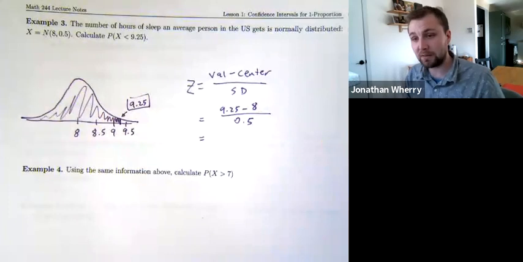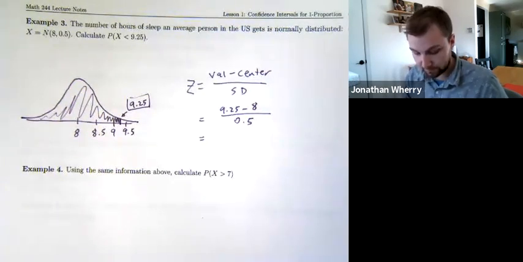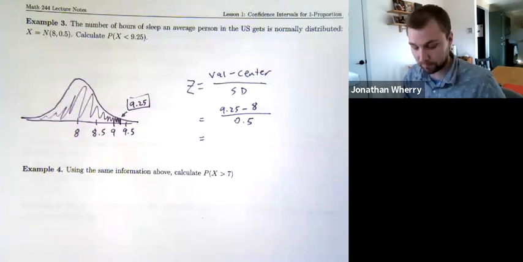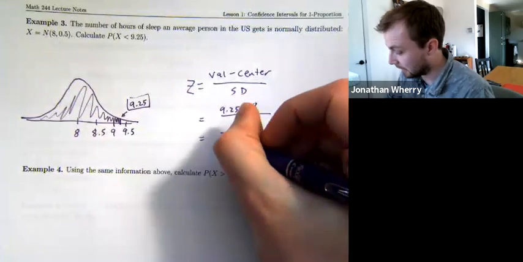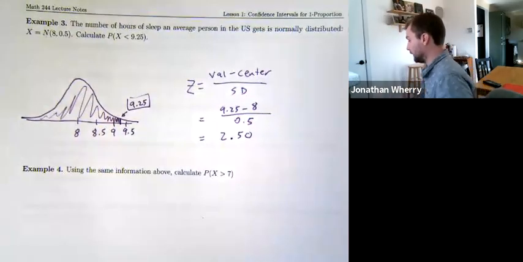And when you type this in, you might want to type in the top on its own, 9.25 minus 8, and then divide that by 0.5 as a second step. When I do this, I get 2.50. That's my first step.